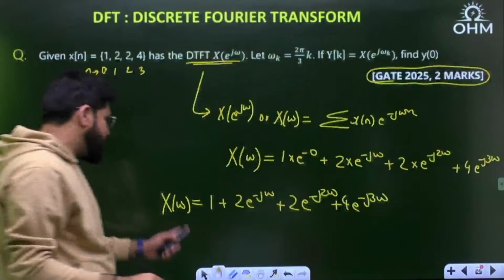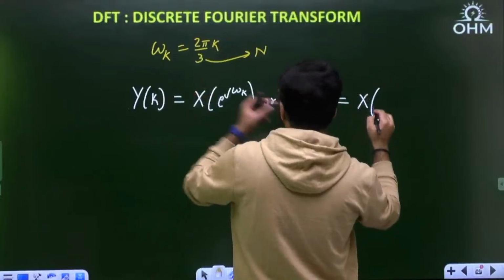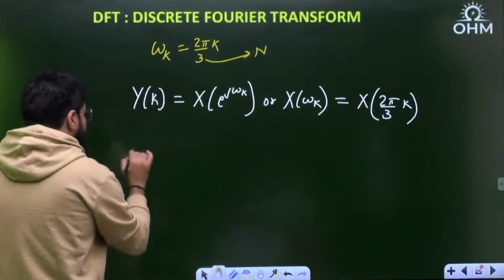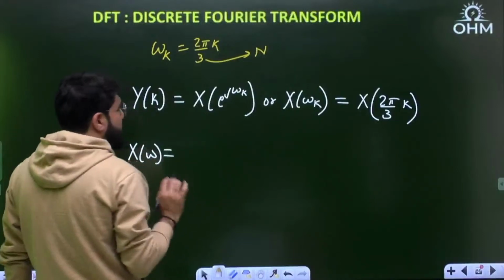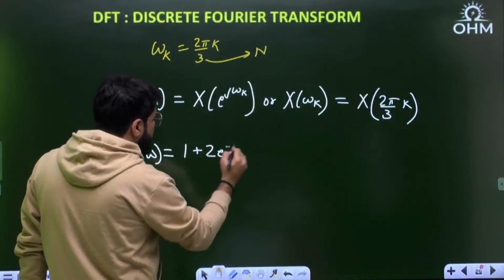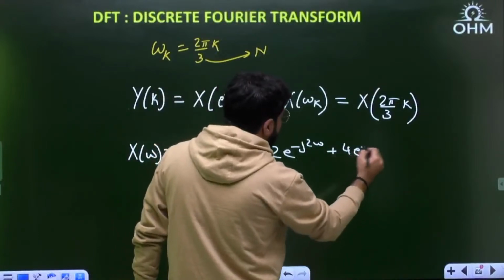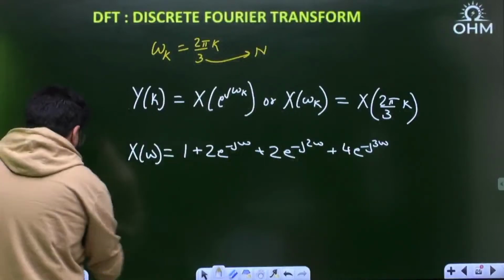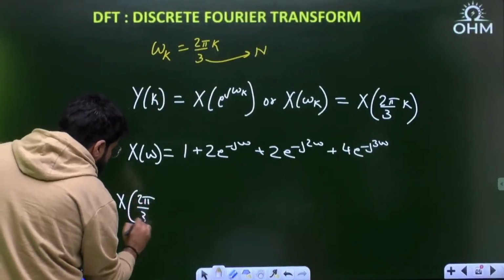Okay, what is the X of omega I already have? I want to replace omega by omega k, that is 2 pi by 3 into k. Now see here. Once again I will write down X of omega: 1 plus 2 e power minus j omega plus 2 e power minus j 2 omega plus 4 e power minus j 3 omega. This calculated result, I've just copied it again. Then I will create y[k]. What is y[k]? X of 2 pi by 3 into k.